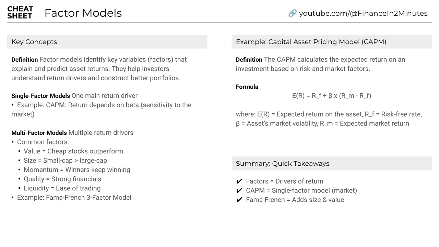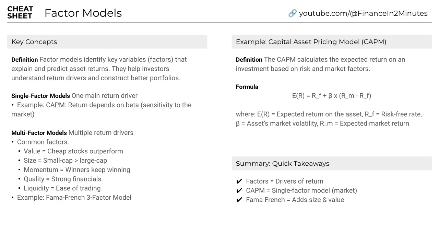There are two main types: single-factor models and multi-factor models. A single-factor model assumes that one dominant source of risk explains most of the variation in returns. The most famous example is the Capital Asset Pricing Model, or CAPM, which uses the market factor, the overall performance of the market, as the sole driver. According to CAPM, an asset's return depends on its beta, or sensitivity to market movements.